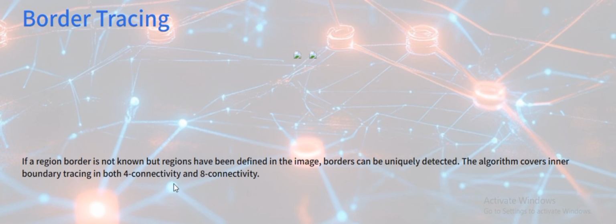Now here we are using two types of connectivity techniques, that is 4 connectivity and 8 connectivity. By using this, we can easily determine the border if we know the exact regions present in the image.